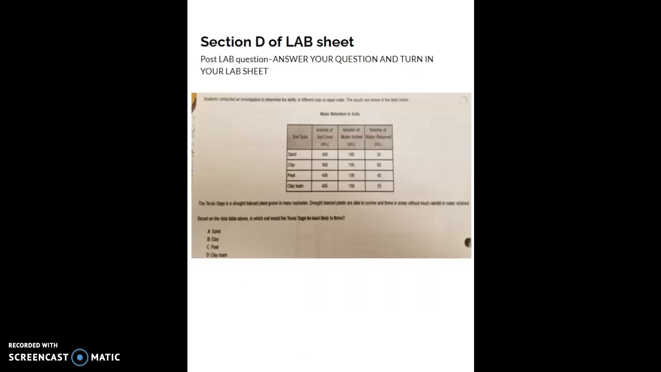The last section is section D, and you're going to do that question on your own so you can read that on your paper. And you will complete the question, circle the correct choice, make sure that you're using your strategies to work through the problem. And then when you're finished, you will turn in your lab sheet, and this is the end of our soil lab. See you next time.